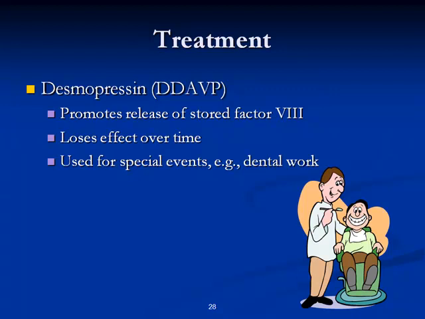Then another treatment that's used is desmopressin. That's a form that we give of vasopressin, or ADH, antidiuretic hormone. What it does is promote the release of factor VIII that you might have stored in your body. Now, it does lose its effectiveness over time, but it's helpful to give under certain circumstances when we want to make sure that people are boosted up in their coagulation if they're going to undergo some kind of procedure that could increase the risk of bleeding.